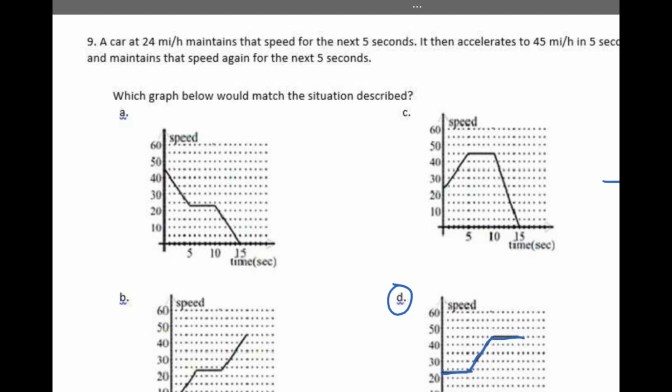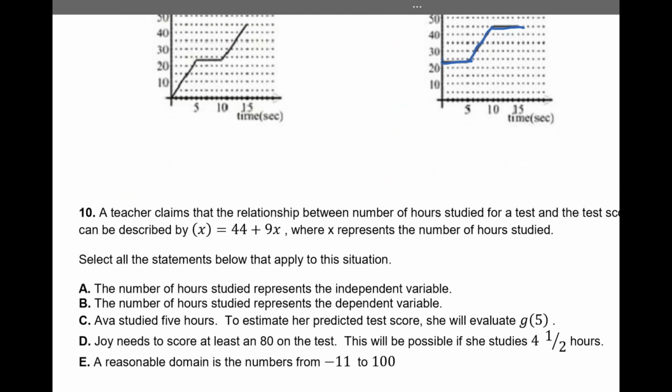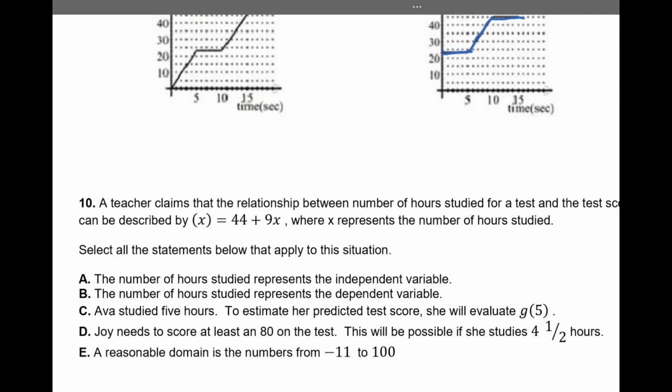That is correct. Okay, we're going to move on to 10. A teacher claims that a relationship between the number of hours studied for a test and the test scores can be described by, we're going to say this is g of x, equals 44 plus 9x, where x represents the number of hours studied. So the biggest part right here is going to be the x representing the number of hours studied. So remember, x represents our input, and the input is also the same thing as the independent variable.